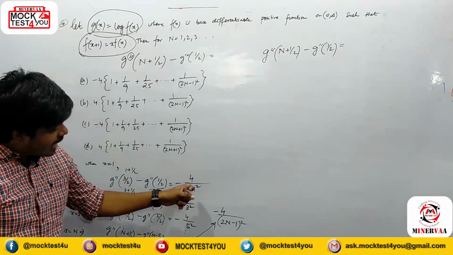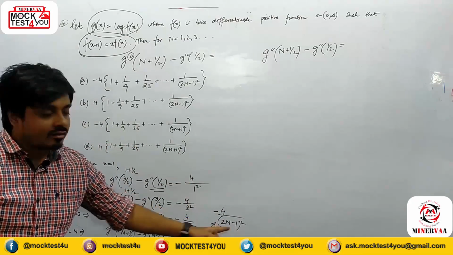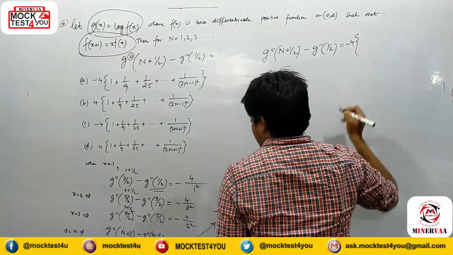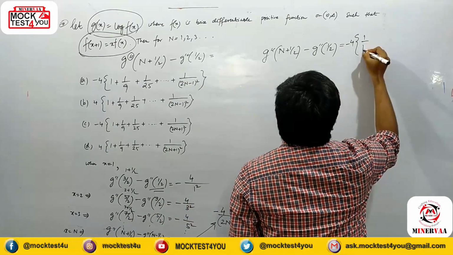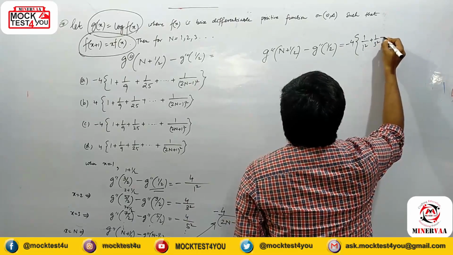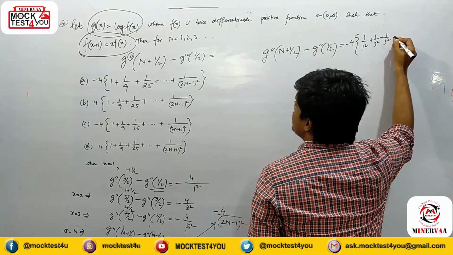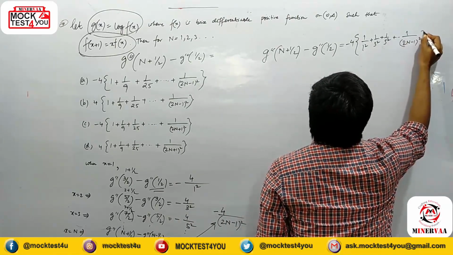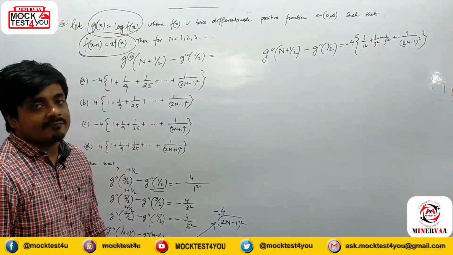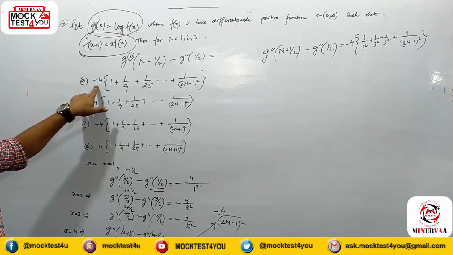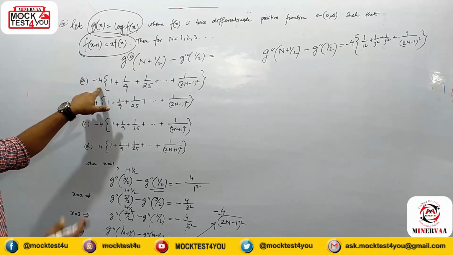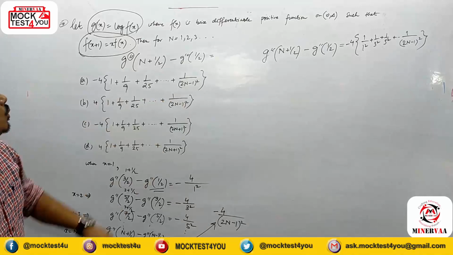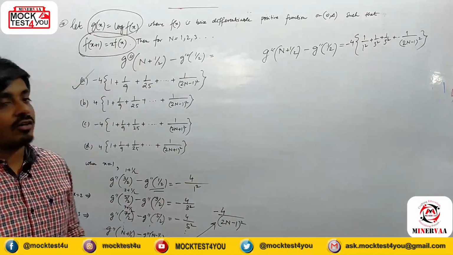Look, I can take minus 4 common from everywhere. So what do we have? Minus 4 taken common. So here we have 1 by 1 square plus 1 by 3 square plus 1 by 5 square plus dot dot dot 1 by 2n minus 1 whole square. Which option is it? This one. Minus 4 is there, 1 by 1 square, 1 by 3 square, 1 by 5 square, 2n minus 1 whole square. This option is the correct option.